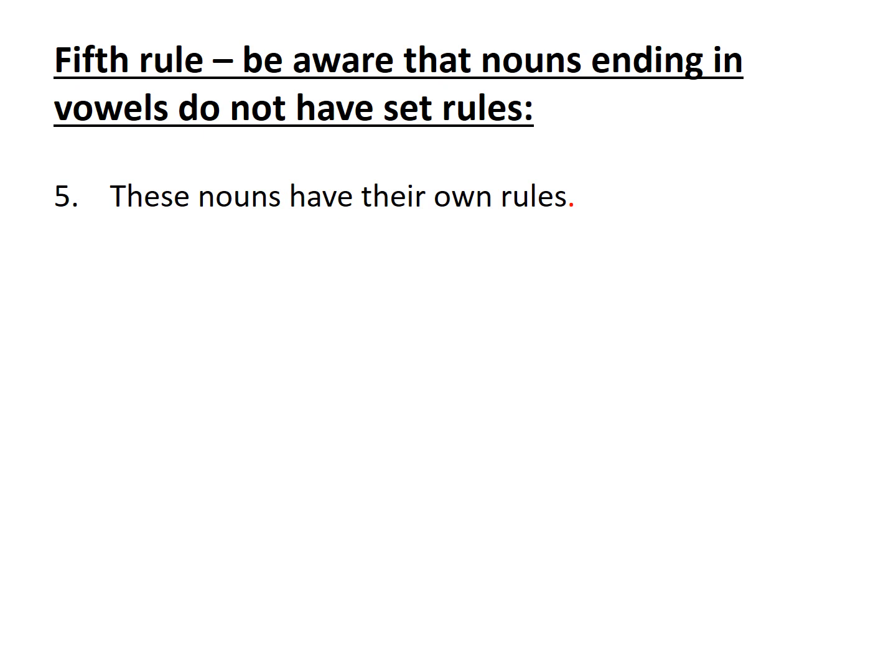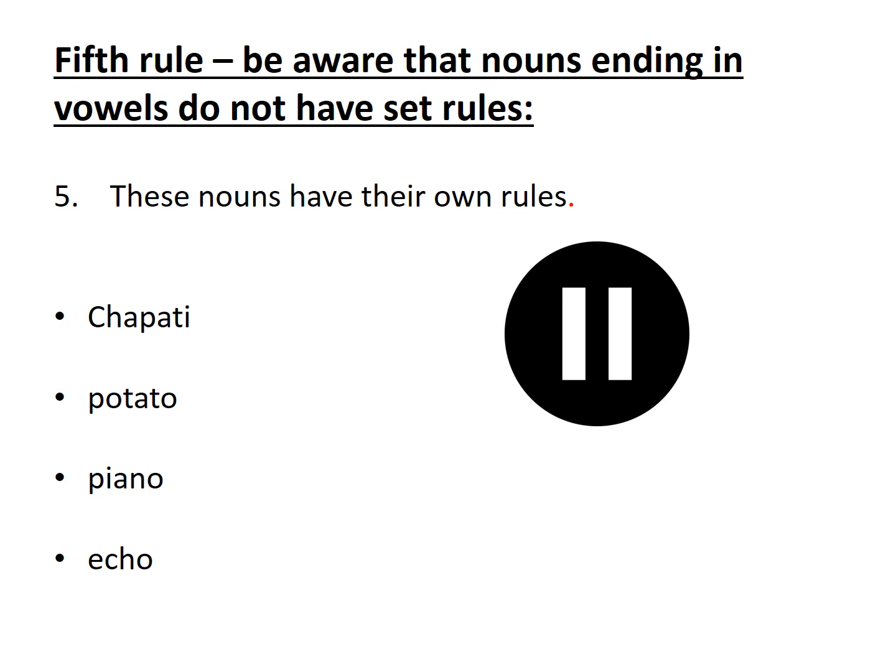Another feature to be mindful of is that nouns ending in vowels, that's A, E, I, O and U, do not have their own set of specific rules. Instead, you just need to learn the rule for each of these examples. So have a look at these 4. What is the plural for each of these? They each have their own unique spelling. Hit pause if you need more thinking time.